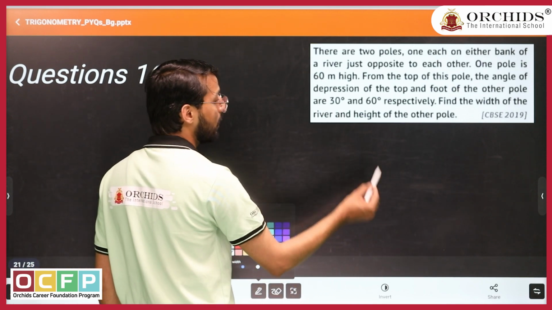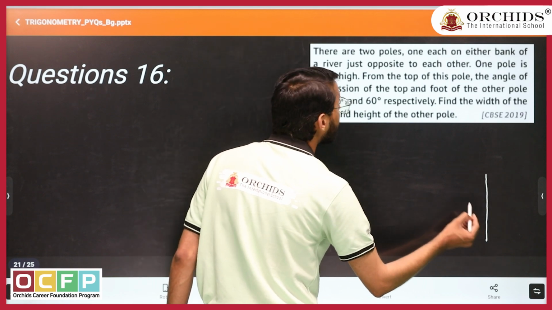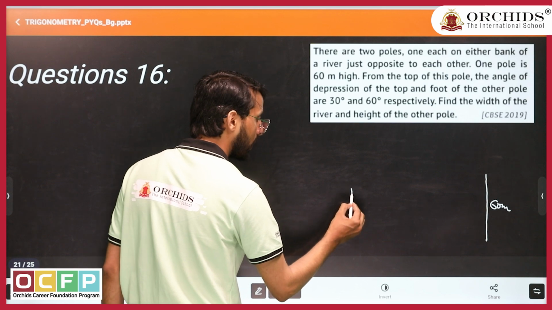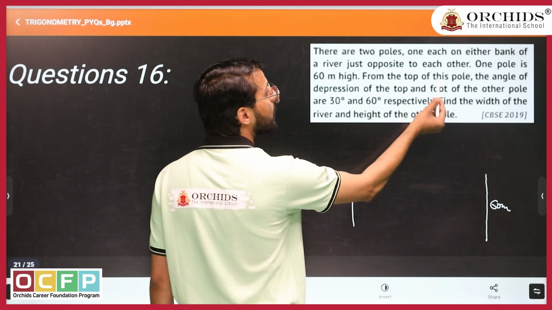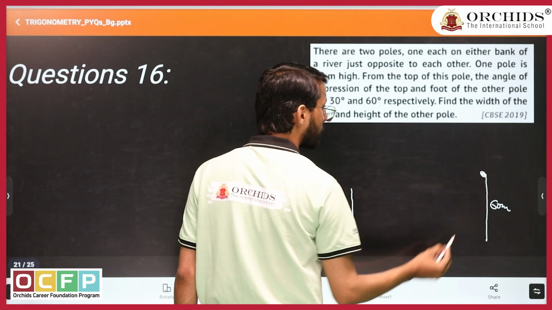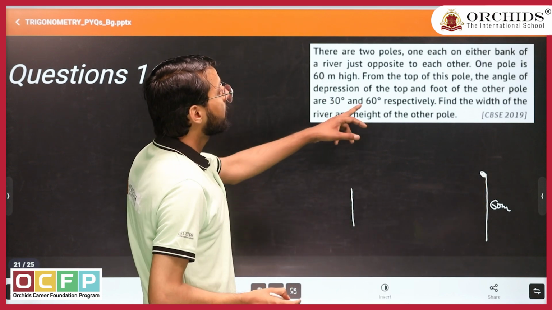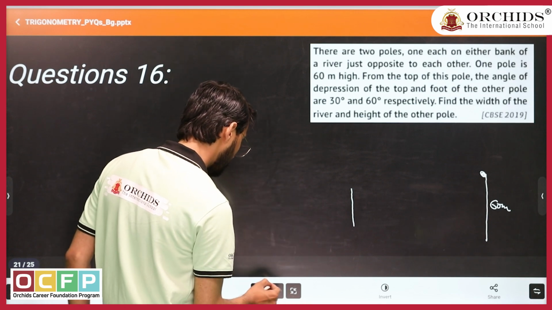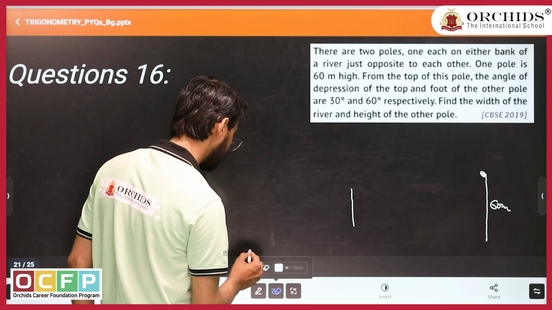Let's see this part. One pole I have taken as 60 meter. Another pole I don't know. From the top of the pole of 60 meter, the depression of the top and foot of the other tower. So let's draw this perfectly first.